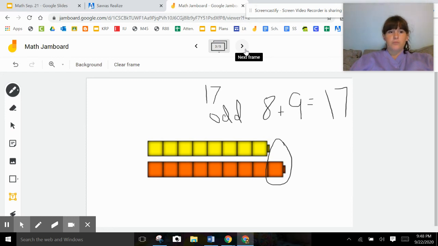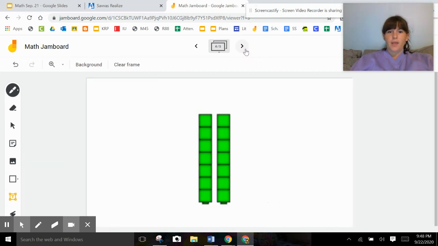So again, for the rest of your life, it does not matter what you have of 17. 17 cats, 17 apples, 17 days. If someone asked you, is that number even or odd? It'll be odd every single time, okay? All right, so this one we have two different groups.